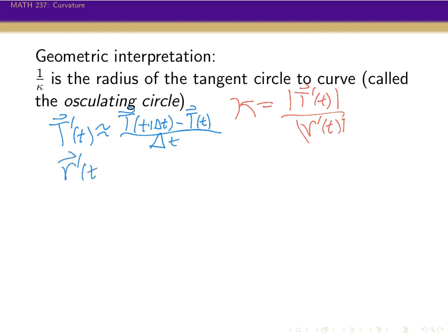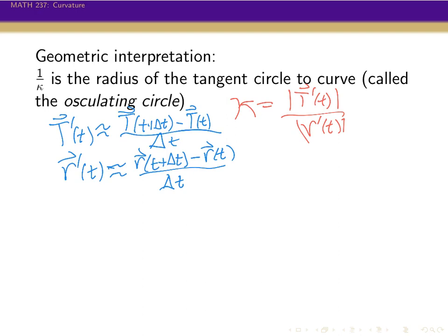R prime, similarly, is going to be the difference between r at those two points over delta t. And this is coming from the limit definition of the derivative: if delta t is small enough, what the limit means is that these values are going to be very close to those differences. So let's make a picture of this.